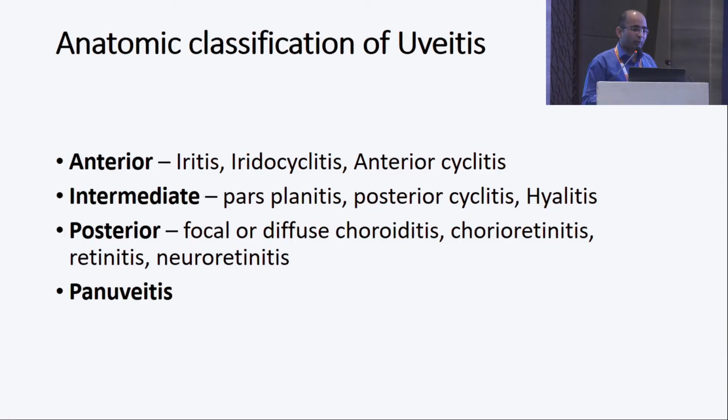Classification is very important. As we are examining the patients, we have to see whether the disease is localized to one part of the eye, whether the anterior chamber is mostly involved, whether it is an intermediate kind of disease, or primarily chorioretinitis or retinitis is there, which is a predictor of posterior disease. If all the chambers are involved, then we will label the disease as pan-uveitis.